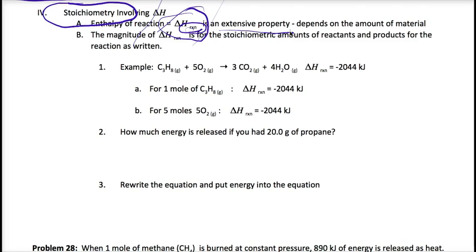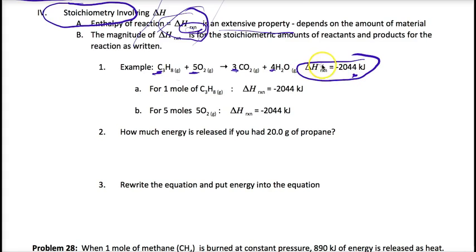So it says the magnitude of the delta H reaction for the whole reaction is for the stoichiometric amounts of reactants and products for the reaction written. So do you see this number right here? This tells me that if I have, ready, this is important, 1 mole of propane, this is how much energy is released. If I have 5 moles of oxygen, this is how much energy is released. If I create 3 moles of carbon dioxide, this is how much energy is released. If I have 4 moles of water being made, this is how much energy is being released.